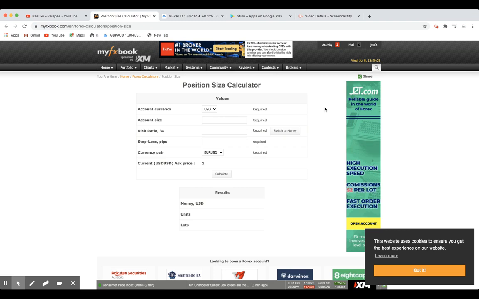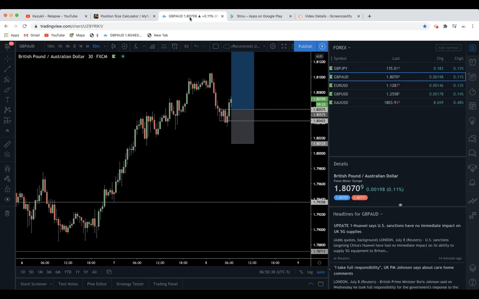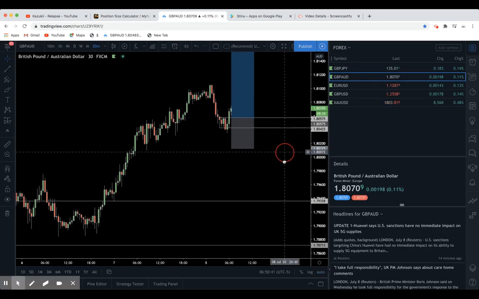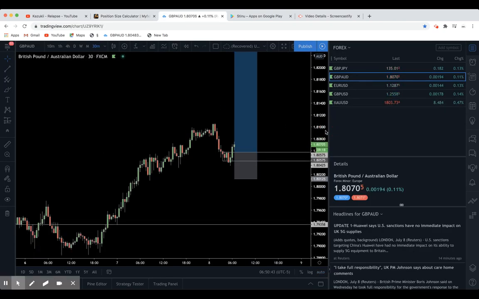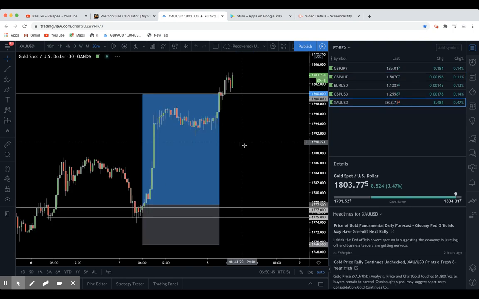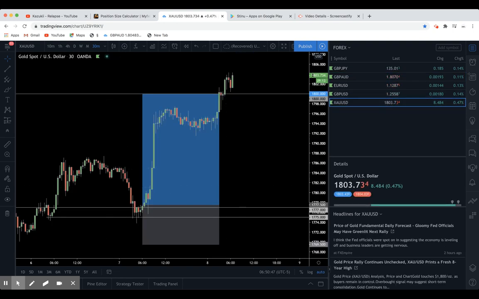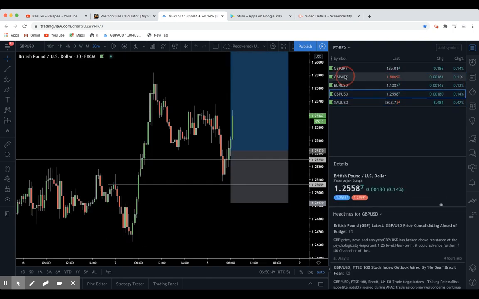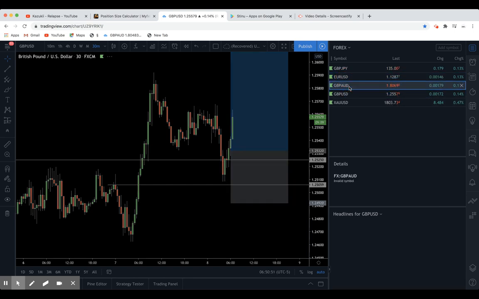So in this video, I'm going to show you some live examples of preparing position sizes for our trades and finding the right position size for the specific setup that we're looking at. Here on the charting software, we've got a couple of trades that I'm in right now. We've just finished up gold, and now we're moving on to GBP USD and GBP AUD. These are the trades that I'm looking at.